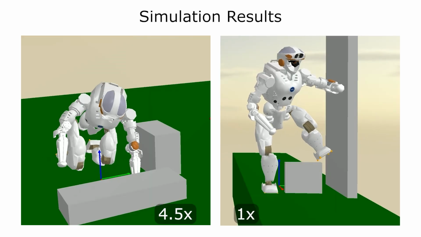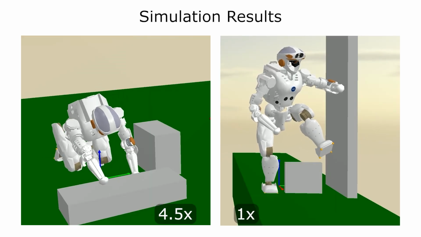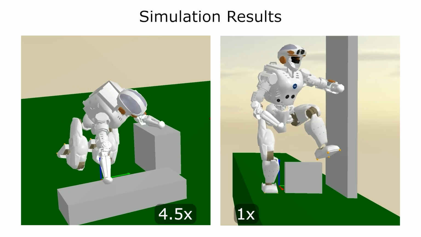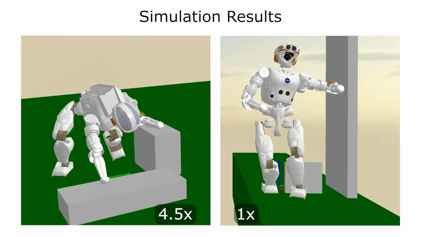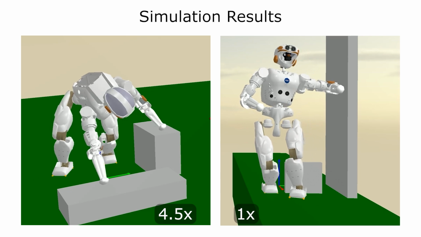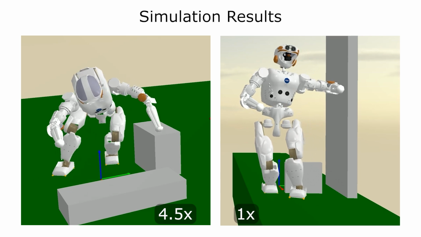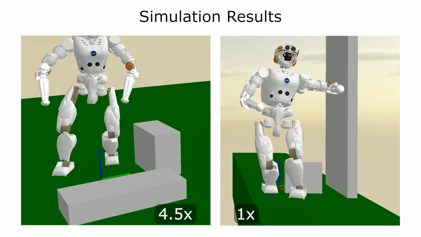We demonstrate our framework in two simulated multi-contact scenarios. On the left, the robot starts in a crouch and is teleoperated to a standing pose. On the right, the robot braces against a wall with the forearm and swings its leg over an obstacle.